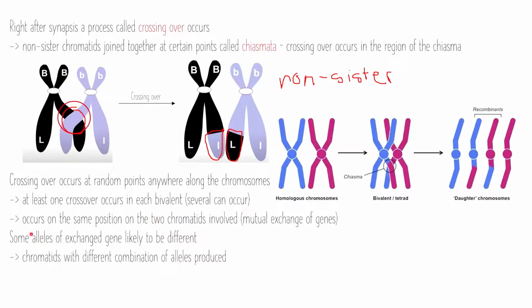And it occurs on the same position on the 2 chromatids. So we can see back here, it occurred on the same position on the 2 chromatids. So the same locus. So there is a mutual exchange of genes. Same alleles of exchanged genes are likely to be different. So chromatids with different combinations of alleles are produced. So this leads to genetic diversity.